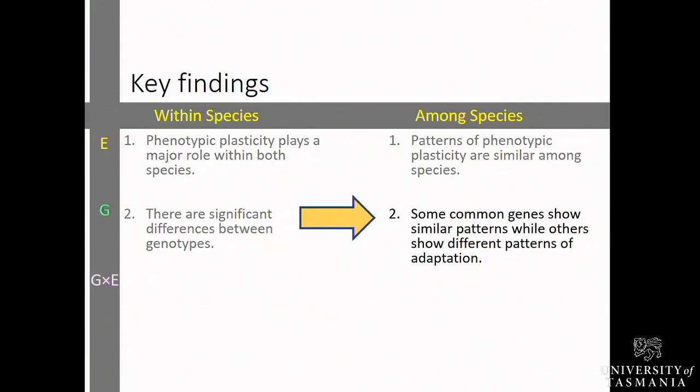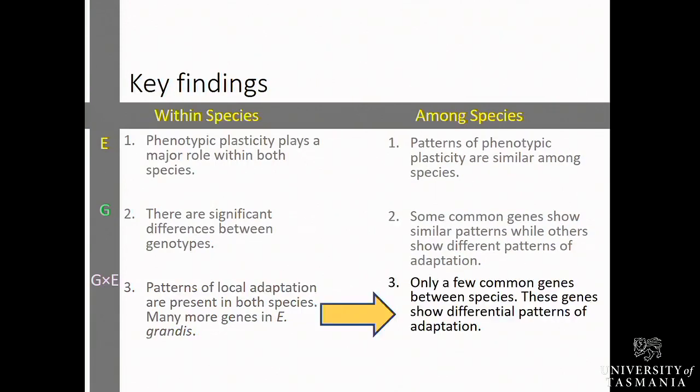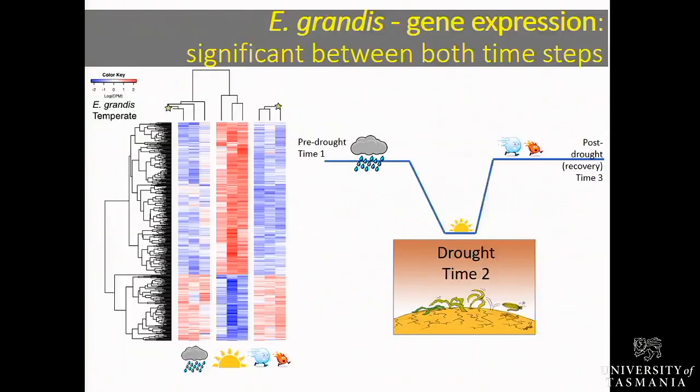So we can partially accept that hypothesis. Patterns of local adaptation are present in both species, and there are many more genes involved in Eucalyptus grandis and Eucalyptus tereticornis. There are only a few common genes, and they all show different patterns of differential expression, which could be important in terms of managing those species further down the track when climate change comes through.